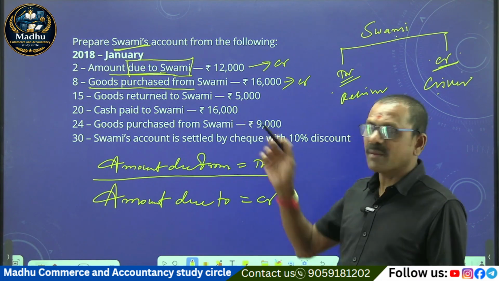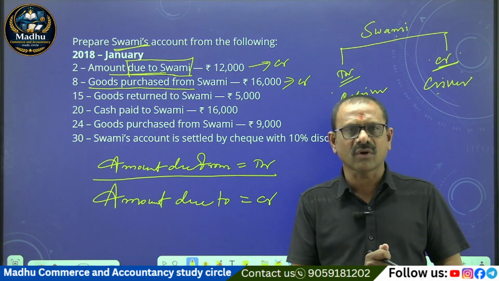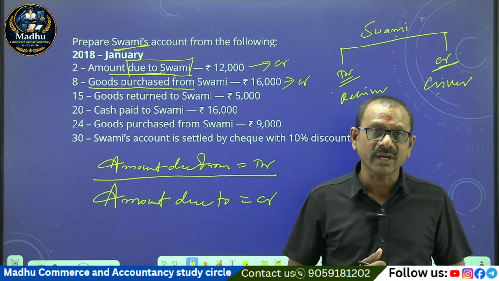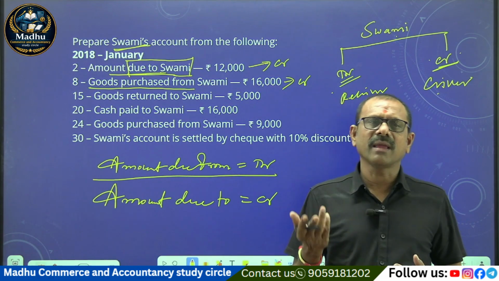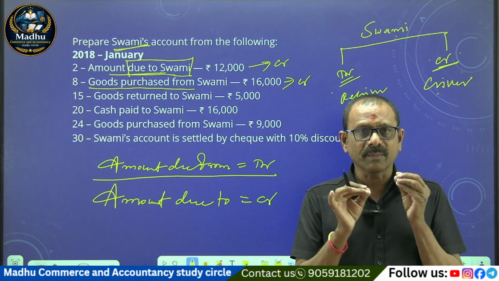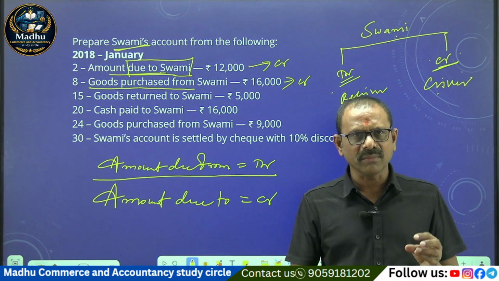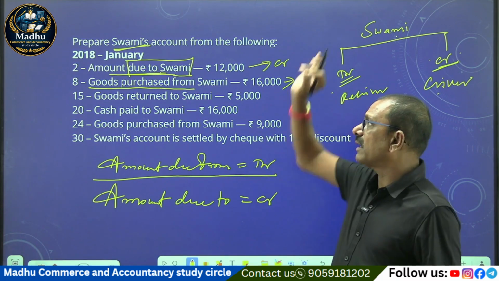And the Swami name should not be recorded. What he gave, what he received, that amount only we have to write. Don't write Swami name in the Swami's account. Just you write the heading. That's all.